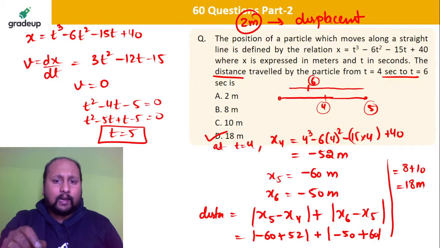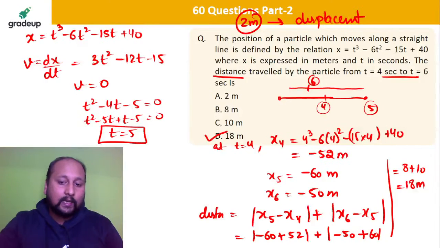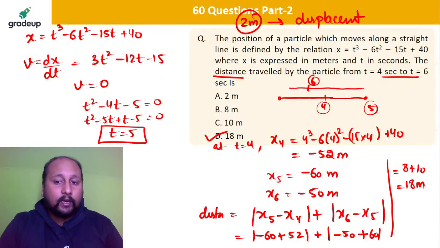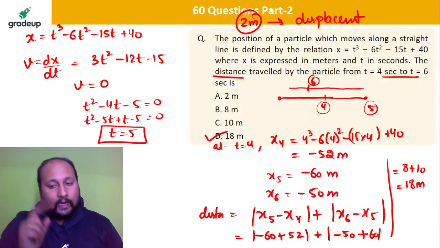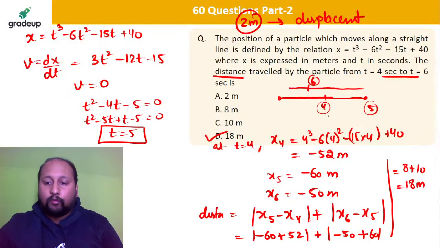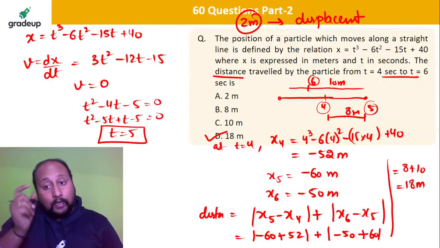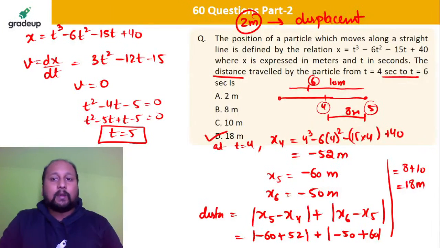If in the problem they are asking what is the displacement of a particle from 4 to 6 seconds, your answer is definitely 2 meter. But they are asking the distance. Distance is a scalar quantity, so you have to add the complete distance. 18 is the correct answer. That means from 4 to 5 it travels 8 meter, and from 5 to 6 it travels 10 meter. So total distance traveled is 18 meter. Displacement will be 2 meter. What is displacement? Shortest distance between the 2 points. This is clear?